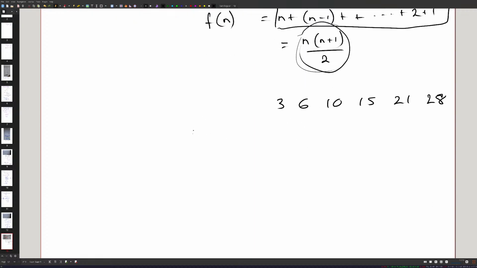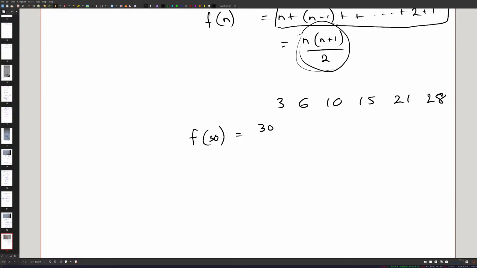Anyway, this means that f of 30 is 30 times 31 divided by 2. So that's 15 times 31, which is 465.